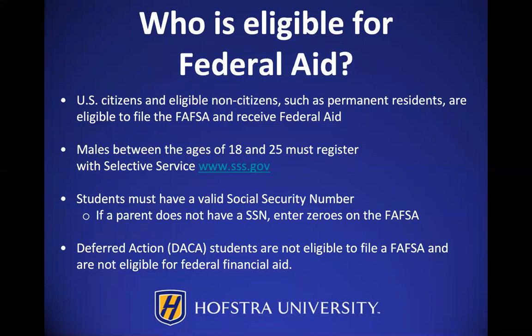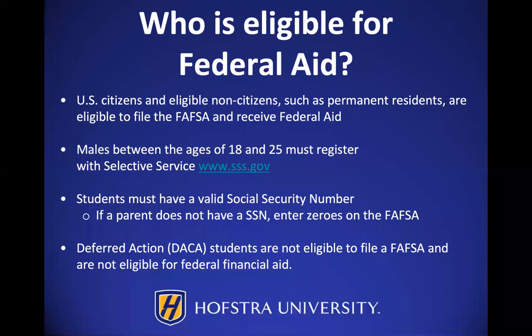www.sss.gov. If your student is 17 and cannot file for Selective Service, there's actually an option on the FAFSA where you can have them auto-registered once they turn 18. So look for that on the FAFSA if you don't want to have to manually register when they turn 18. That way it automatically does it for you.